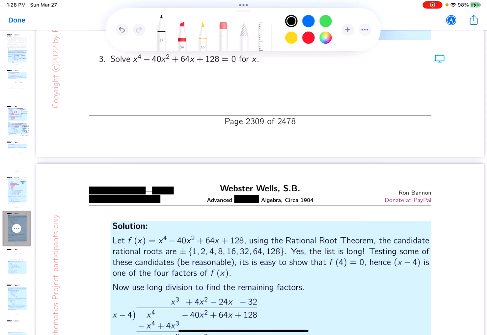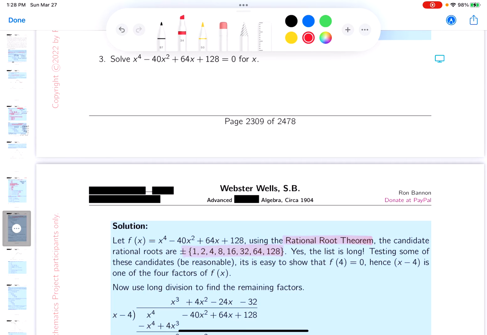I'm really going back to a primitive skill set, and that's the rational root theorem, or what some people call trial and error. And it's in a beautiful form, by the way. You can easily write down what the candidates are. It's a long list, though. How many numbers are there? There's 1, 2, 3, 4, 5, 6, 7, 8, 16 different things to test out.